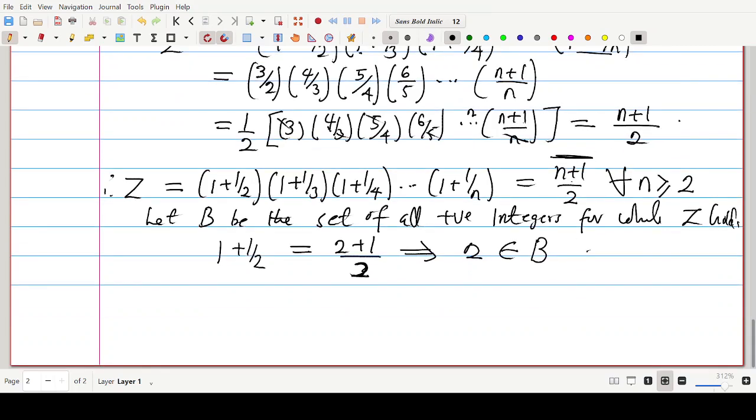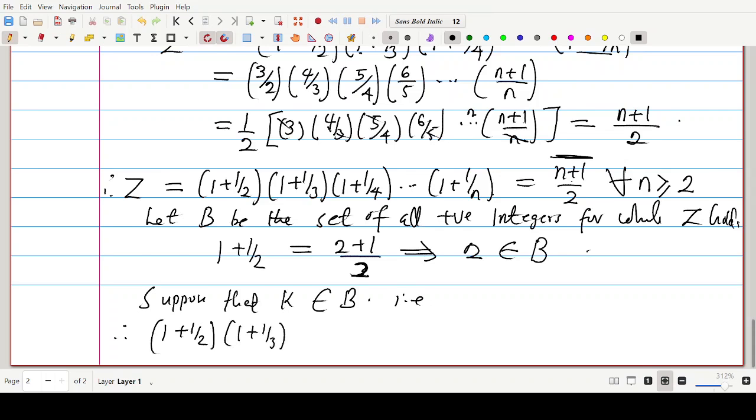So we've shown that. Next we go to the supposition stage. We can say suppose that K is an element of the set B. Now if we suppose this, then we shall make the statement. We can say therefore that 1 plus 1 over 2 multiplied by 1 plus 1 over 3, until it gets to 1 plus 1 over k, is equal to k plus 1 over 2. So this is the supposition stage. Let me call this star, star, star.